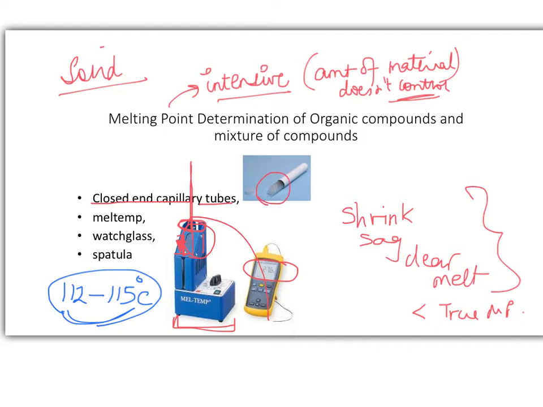So one end of that would be closed. You will be needing a watch glass. We will be using a spatula as well. So let's spend some time to take a look at how to prepare the sample, how do we pack it, and what happens inside the melt temp.